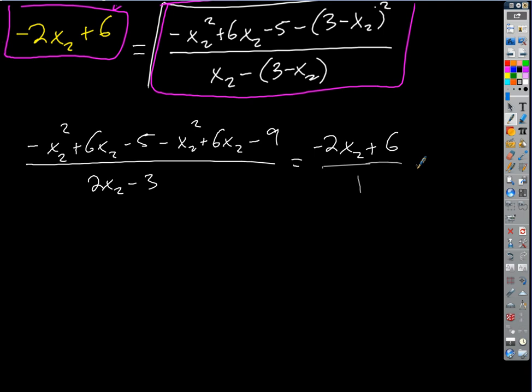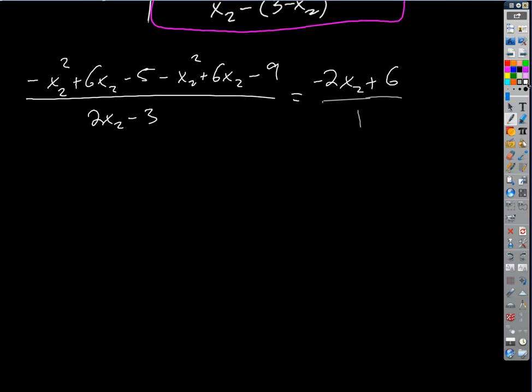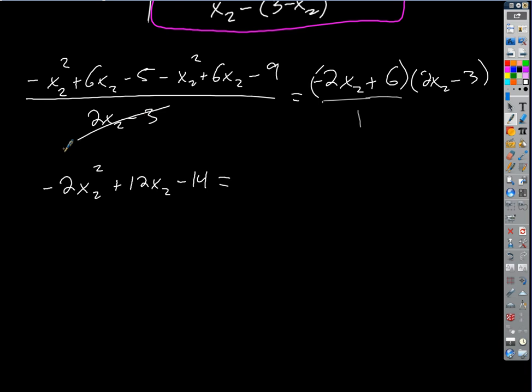Simplifying that comes out to negative 2x squared plus 12x minus 14. When we say x now, we mean x sub 2. Okay. Negative 2x squared plus 12x minus 14 equals that times that. So what's that going to give us? If I'm going to multiply this guy times this guy, let's just expand that out. So I'm going to get what?